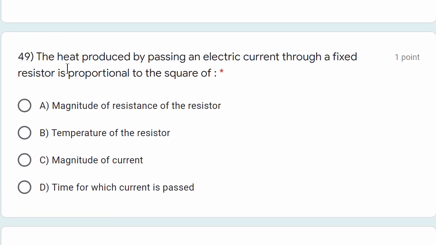Next question. The heat produced by passing an electric current through a fixed resistor is proportional to the square of what? I square R formula. So Joule's law. So it is the magnitude of the current. It is squared. It is directly proportional to time. It is dependent on the temperature. It is directly proportional to magnitude of resistance, but it is proportional to the square of the current.